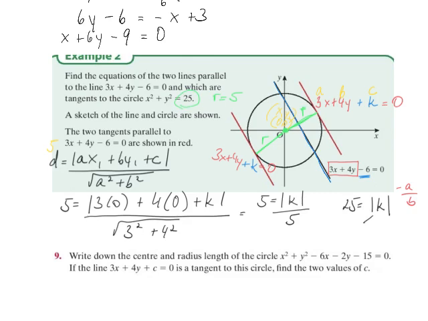Now the bars mean returning this value positive. So we have two situations. We can say it was originally positive already, or it was originally negative and was turned positive by the bars. So that means k can be 25, but k can also be minus 25. And this is because of the bars. So here we have our two equations for the two lines. One is 3x plus 4y plus 25 equals 0, and one is 3x plus 4y minus 25 equals 0.